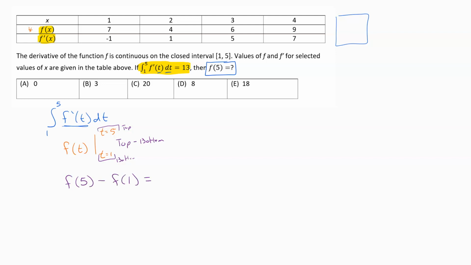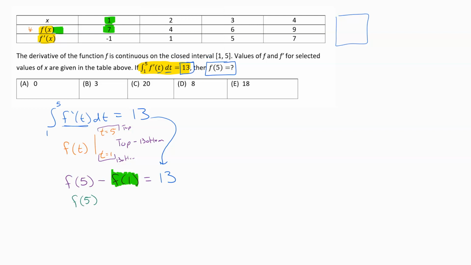has to equal, well, they told us what this had to equal back in the beginning here. They told us that our antiderivative here, this original definite integral, has to equal 13. And so it still equals 13 down on this side. And now we can use our table to figure out one of these values. So f of 1, we can grab from the table up above and put a real value in for it. So when x equals 1, the f value is going to be 7. So I come down here and I replace that f of 1 with 7.